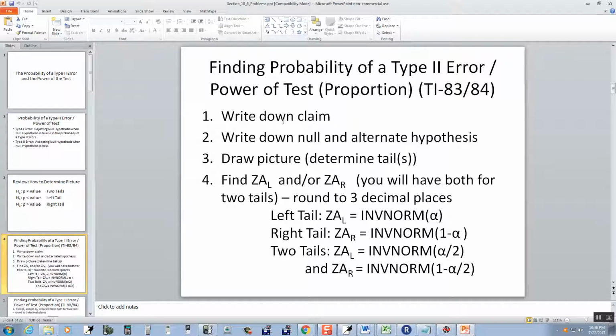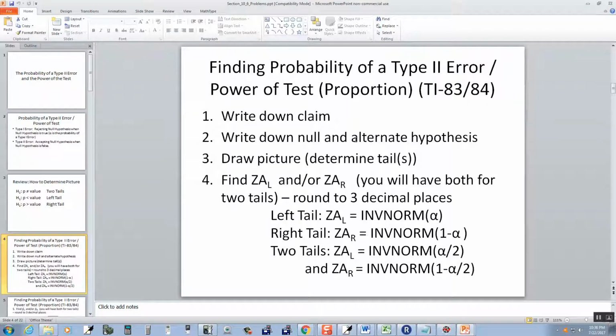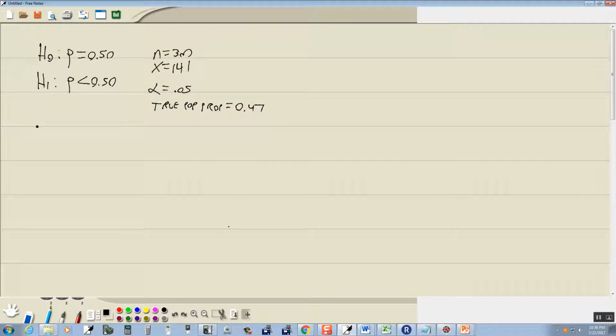Okay, step 1. Write down the claim. Now, there is no claim. They jump directly to null and alternate hypothesis, which is step 2. That's already done. Step 3: draw the picture, determine the tails.